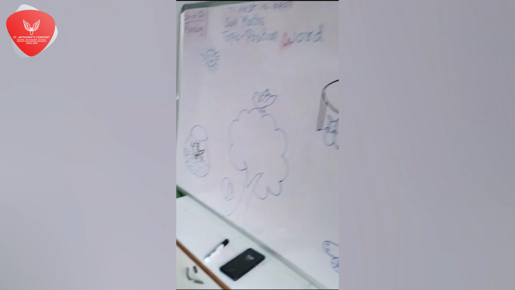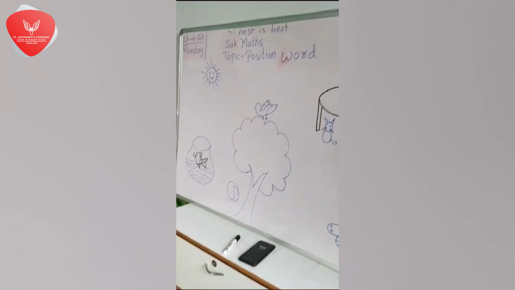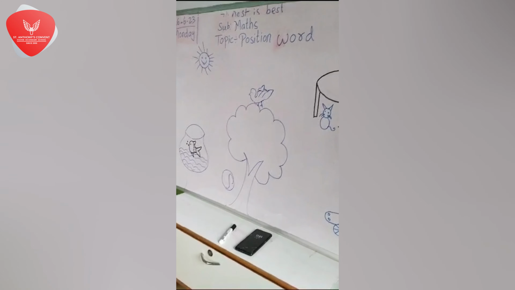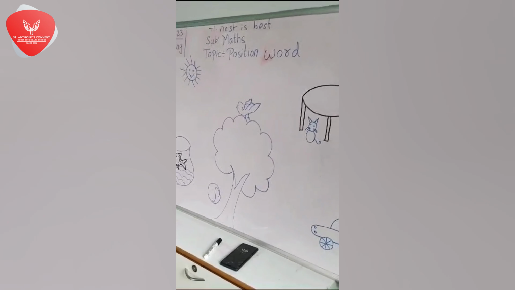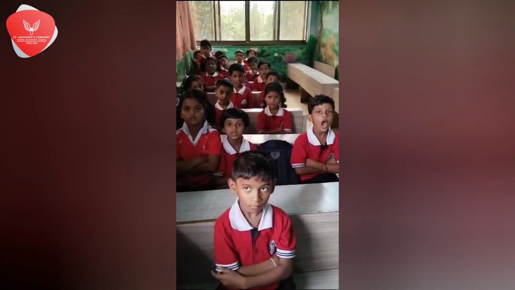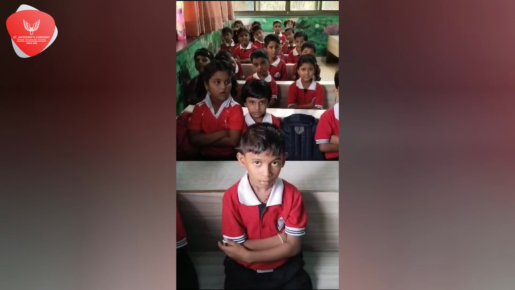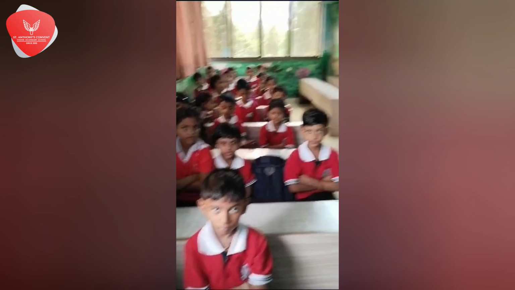Now see, our today's topic is a position word. Which word? Position word. Now see, where is the bird sitting? On the tree. Very good.